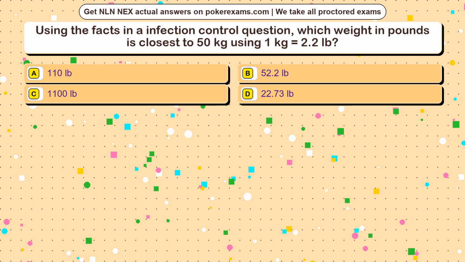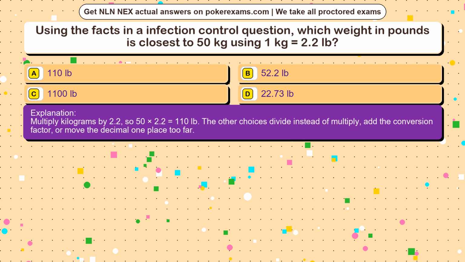The correct answer is option. Multiply kilograms by 2.2, so 50 times 2.2 equals 110 pounds. The other choices divide instead of multiply, add the conversion factor, or move the decimal one place too far.